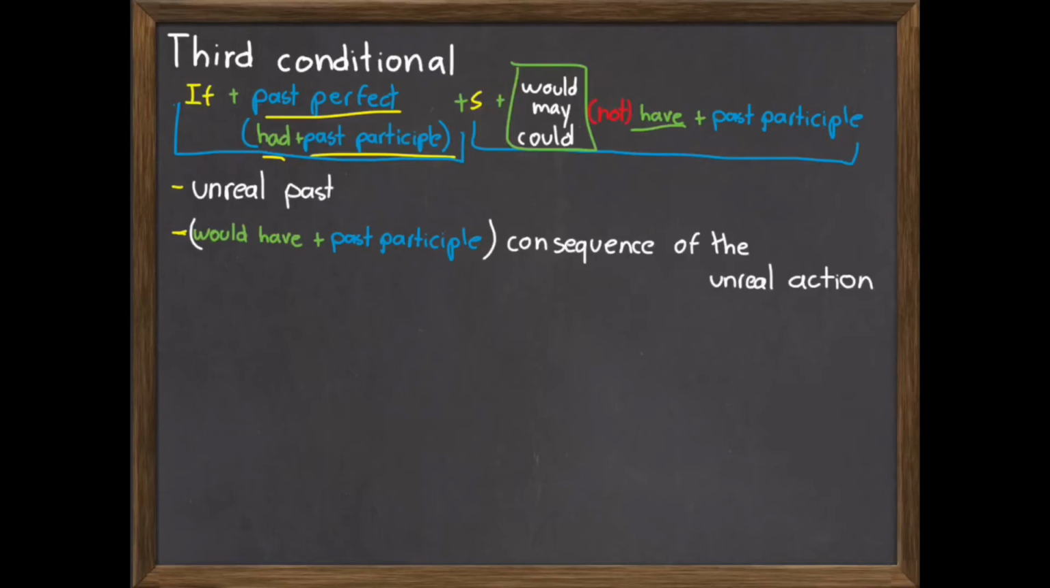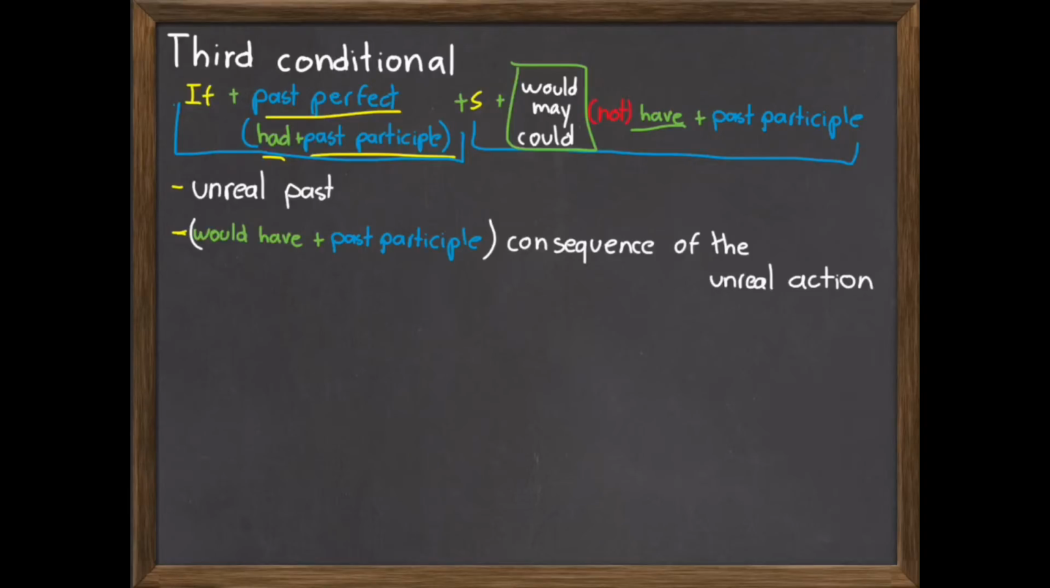If, and then the past perfect or the past participle after the verb to have. Again, if he hadn't invented this machine, our lives would have been very different. We're talking about an unreal situation in the past, something that didn't happen in the past.